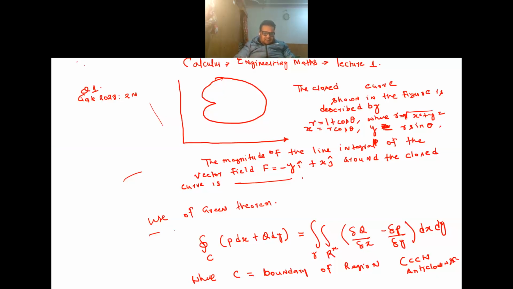We'll be starting some courses today on mathematics, especially vector calculus and integral calculus, mostly the calculus part. One of the questions you can see in front of your screen has a cardioid shape, and it's asking you to calculate the magnitude of the line integral of the vector field. Whenever questions of this sort appear, especially in the mathematics part, you need not worry.